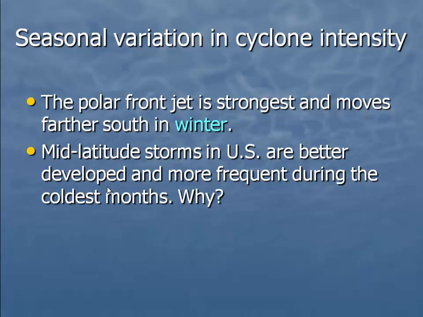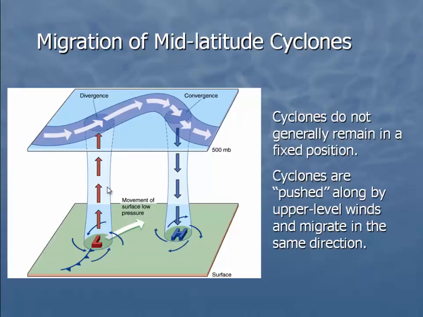So our storms in the United States are better developed and more frequent in the coldest months because the jet stream is indeed the strongest, and we know there is a direct relationship between the strength of the upper level jet stream, the amount of divergence and convergence happening in the upper levels, and the surface weather features that we see. So these mid-latitude cyclones will move with the upper level jet stream. In this case, we know the surface low pressure system is going to move in a northeasterly direction because the upper level winds are basically going towards the northeast.